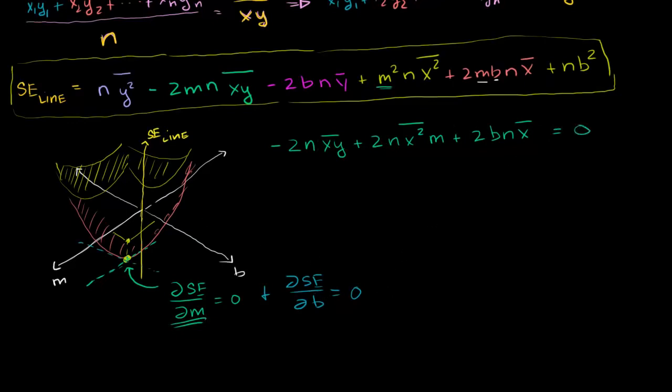Now let's do the same thing with respect to b. This term, once again, is a constant from the perspective of b. There's no b here. There's no b over here.